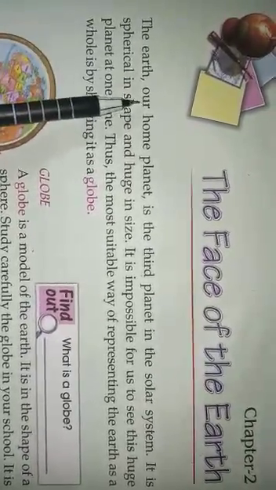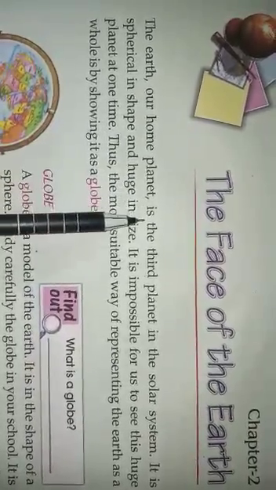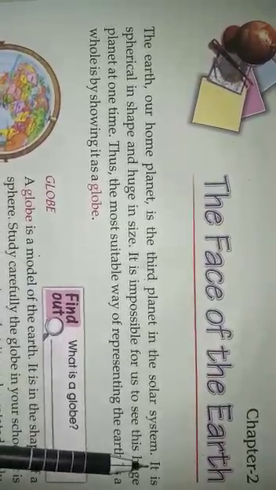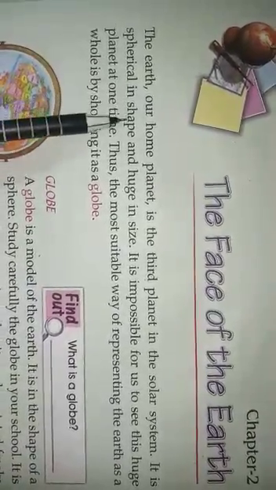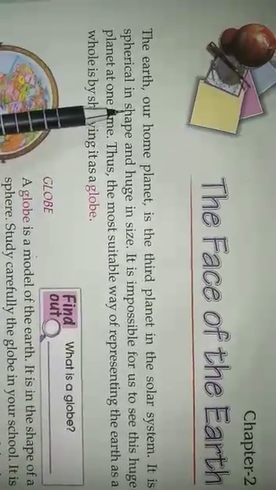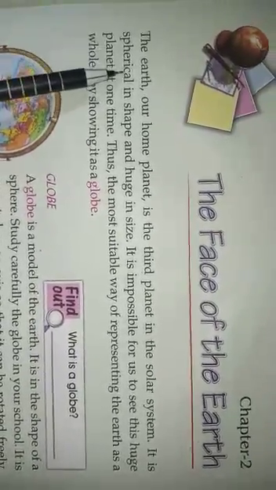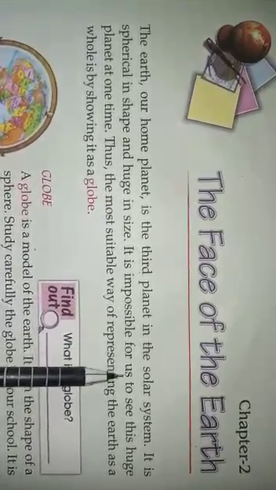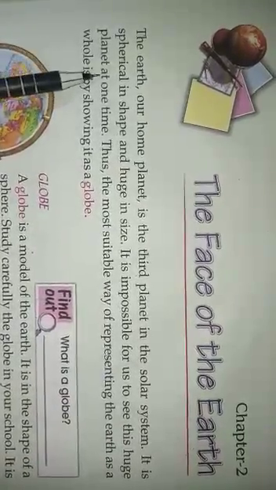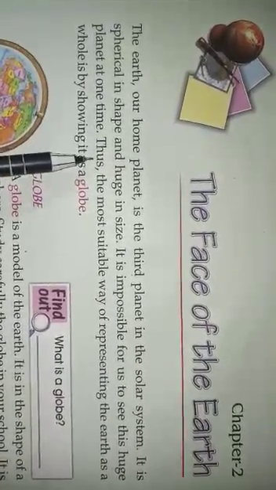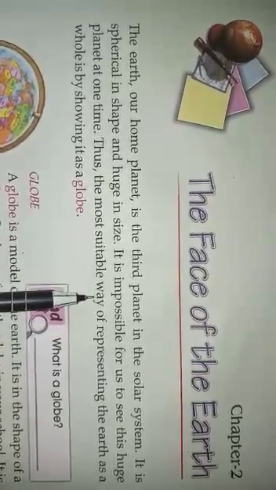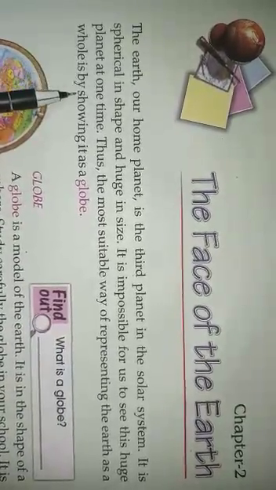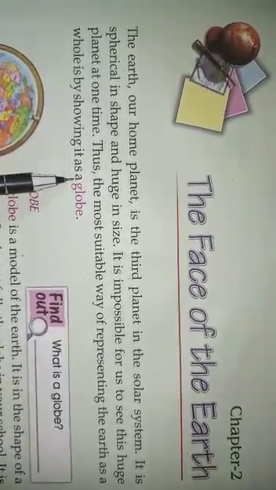The Earth, our home planet, is the third planet in the solar system. It is spherical in shape, means round like a ball, and huge in size. It is impossible for us to see the huge planet at one time. Thus, the most suitable way of representing the Earth as a whole is by showing it as a globe.